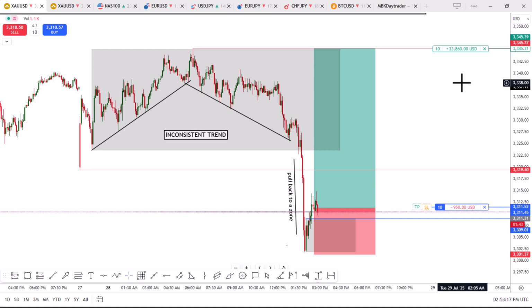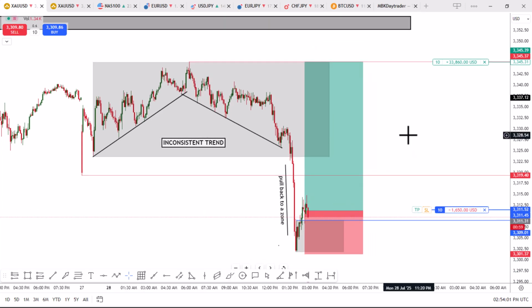But yes, that's just it. That's just what happened. Price is inconsistent right here. We have the massive push all the way through. But yeah, that is it. Let's see what happens with this trade.